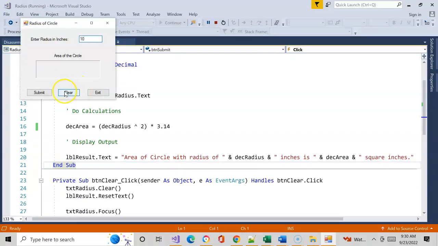And if I put 10 in there as my radius, it would say the area with the radius of 10 inches is 314 square inches. Yes, okay? Clear, I can do this all over again. What's nice about this is, see how these always change? That's what I mean by dynamic.